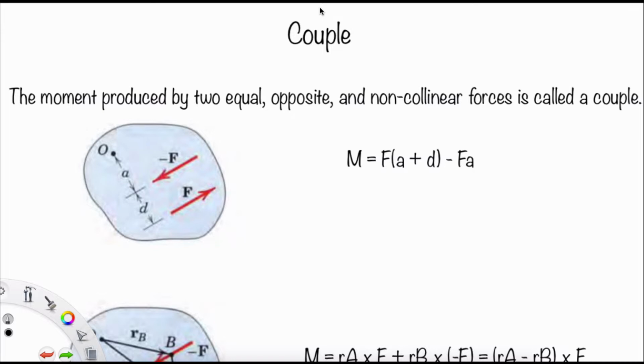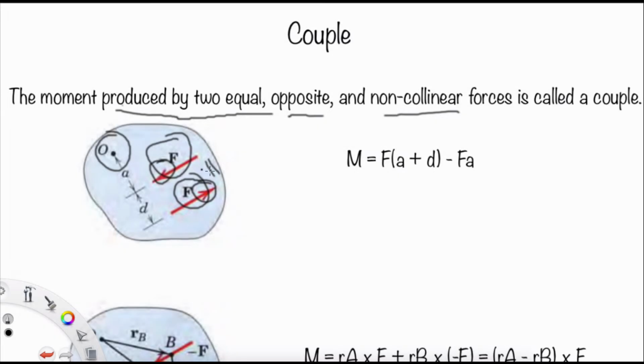What is a couple? A couple is the moment produced by two equal, opposite, and non-collinear forces. So if you have two forces here, force 1 and force 2, equal, with opposite directions, and non-collinear because they cannot intersect at any point, and we combine them, the resultant force is always zero in every direction.